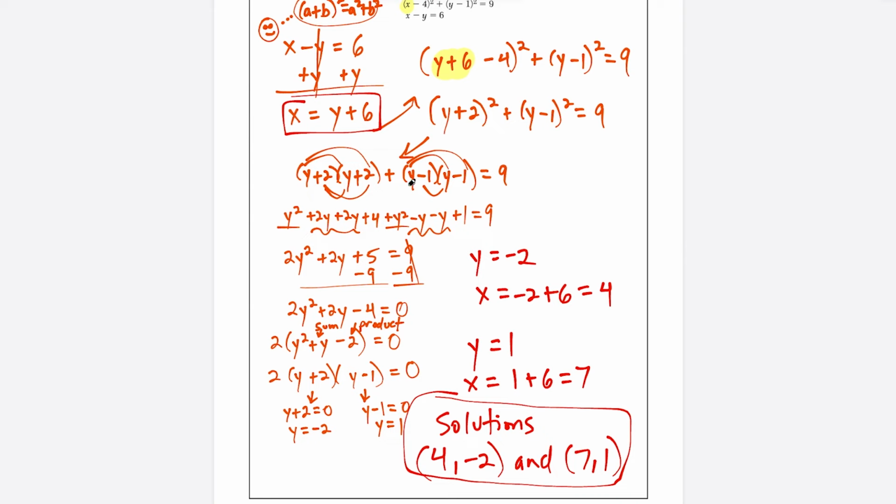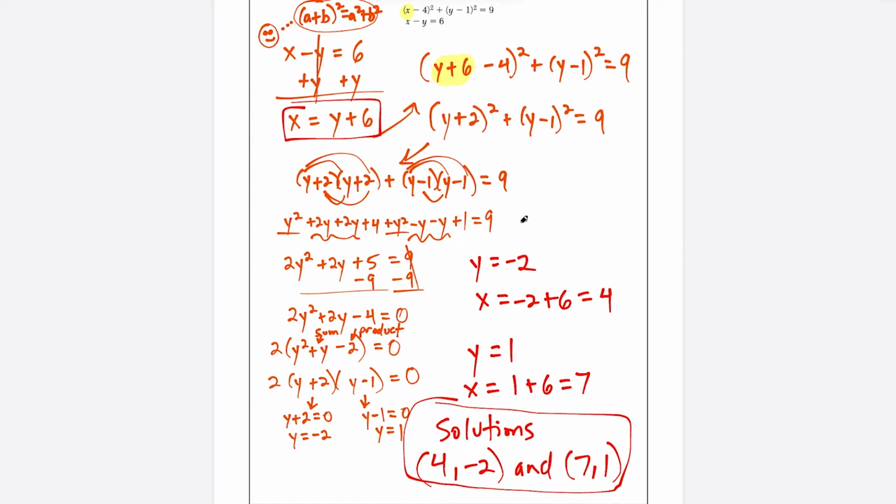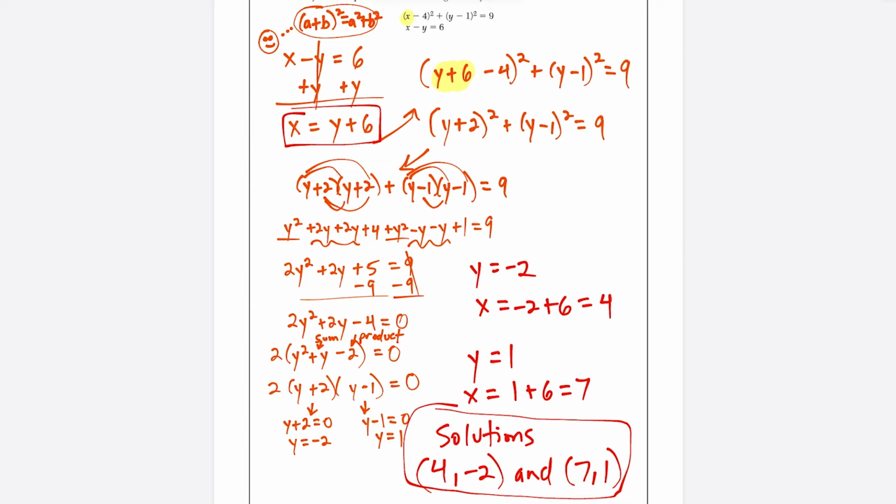Now, one thing you could do before you move on is check. We could plug these values in and see if they work out. For the check, I'll just write this over here. What we have is 4 for x, y is negative 2. So I have 4 minus 4 squared, and then plus y is negative 2, so we have negative 2 minus 1 squared. Let's see if this is equal to 9. Well, this is just equal to 0, so it cancels out, and negative 3 squared is, in fact, equal to 9. So this point checks out here.